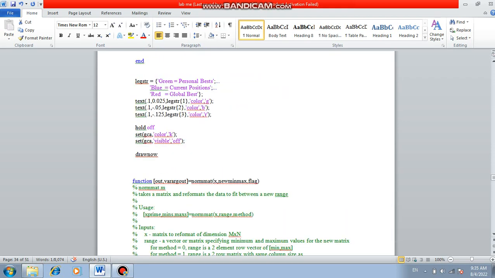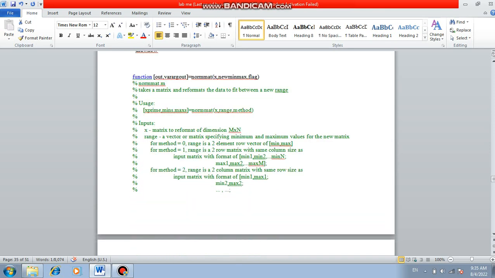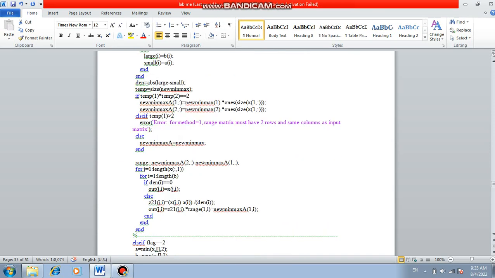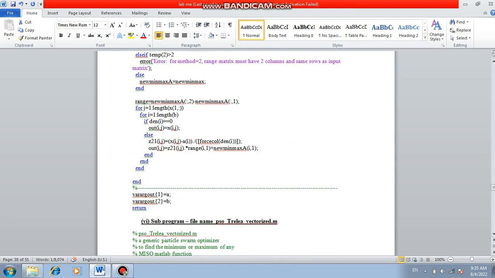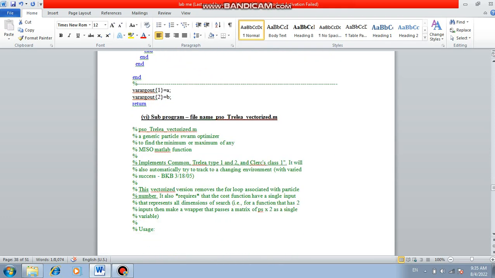Lastly, I have written another subprogram, which is called by the main program. The file name is PSO_Trelea_vectorized. This is the file that is presently called in the main program. This program is also very important for solving the problem. This is a general program that is already available for MATLAB; any mathematical function can be solved using PSO. This is a common program.